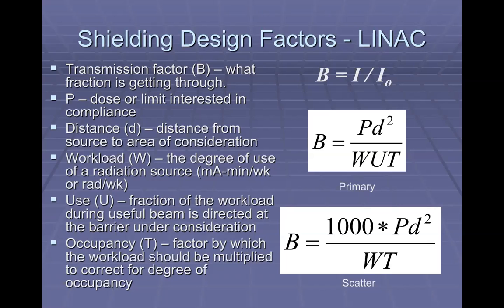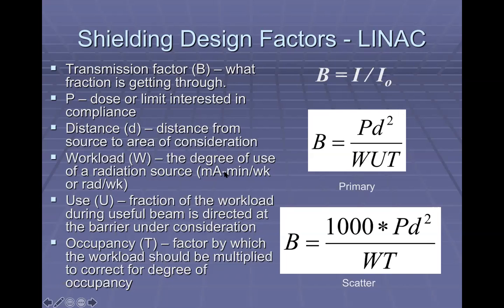In controlled areas, it's assumed that there are only radiation workers present. They are wearing dosimeters. They are subject to the annual 5,000 millirem per year limit. So the design goals for that will be different than, say, a public restroom or a public hallway, because that will be subject to the 100 millirem per year dose limit for a member of the public. So that's going to play a big role in how much shielding you need, because you need to know what your ultimate goal is.